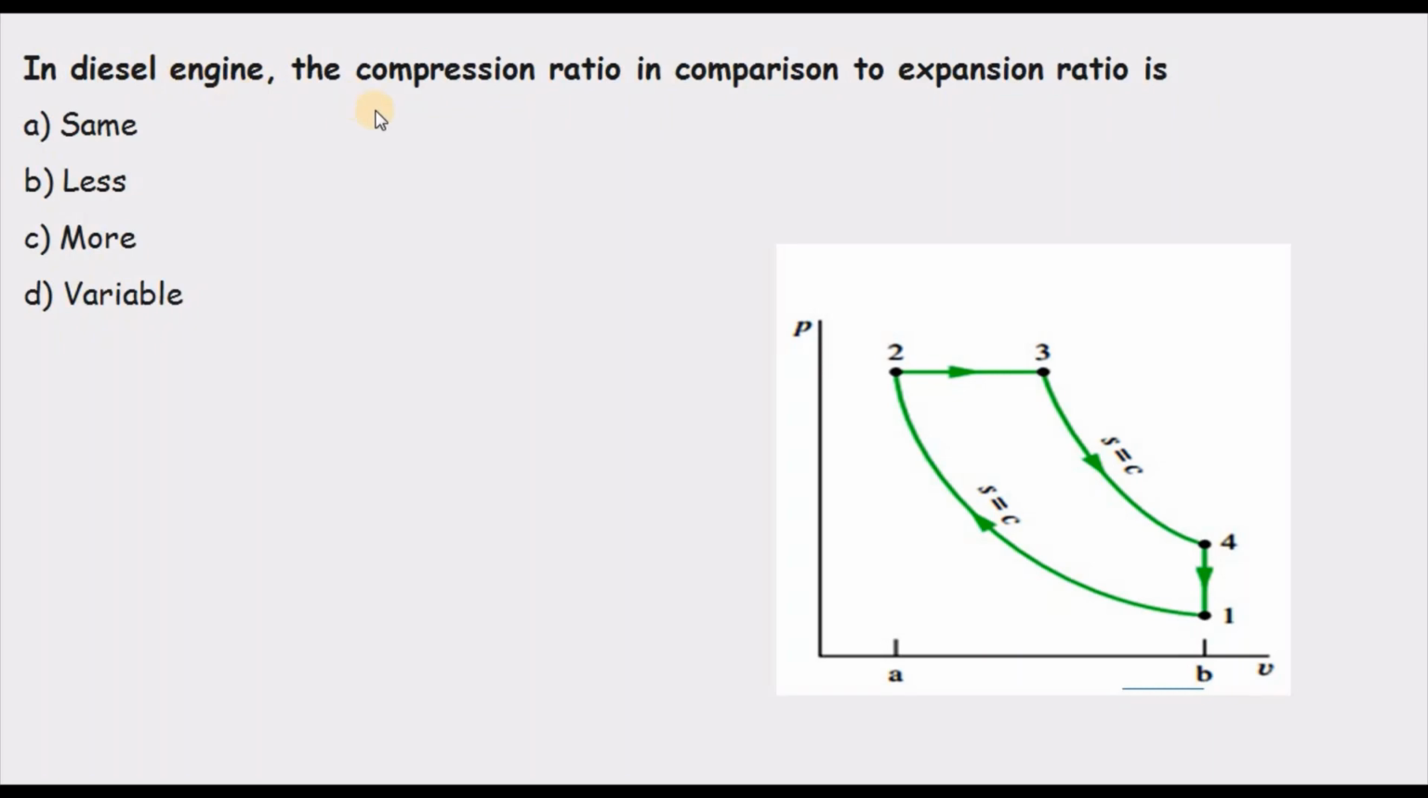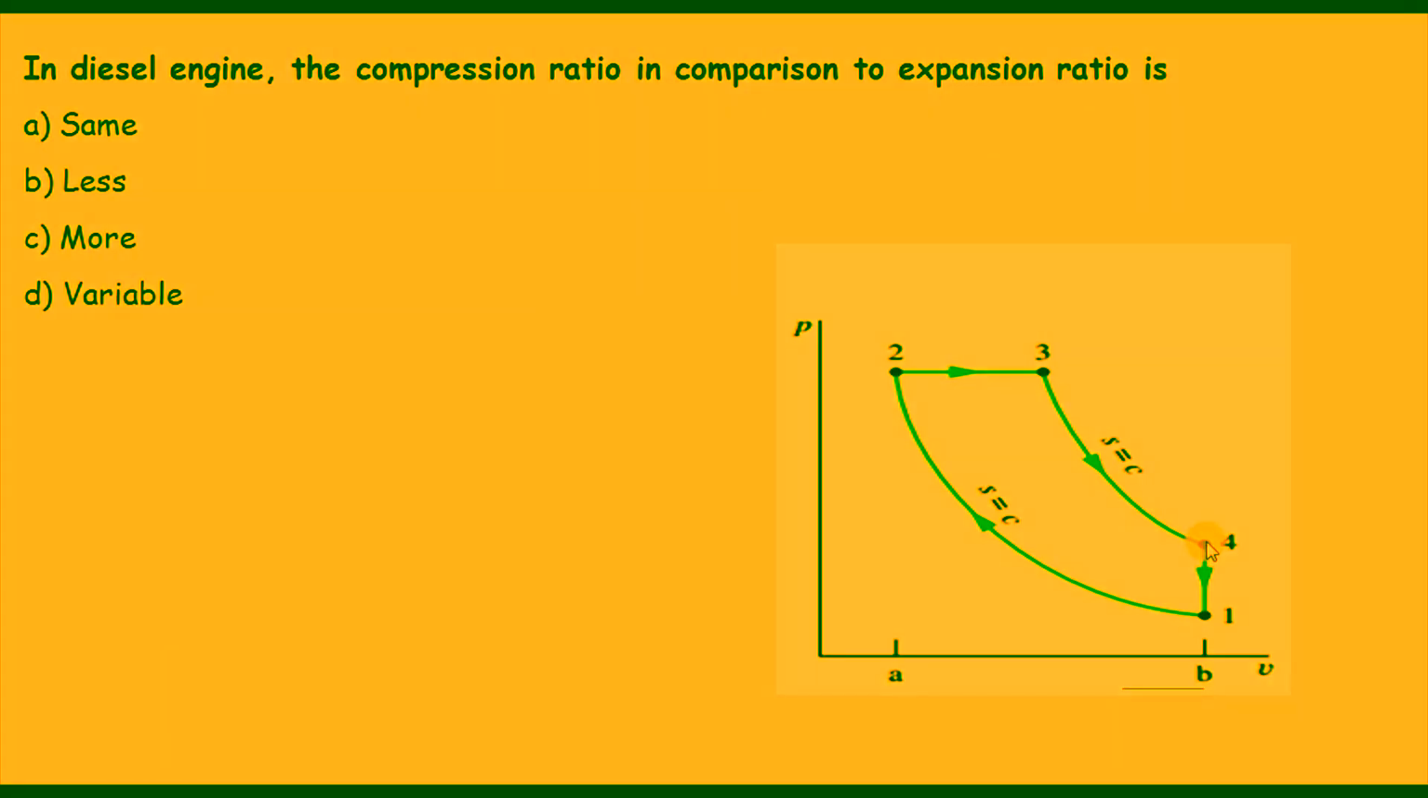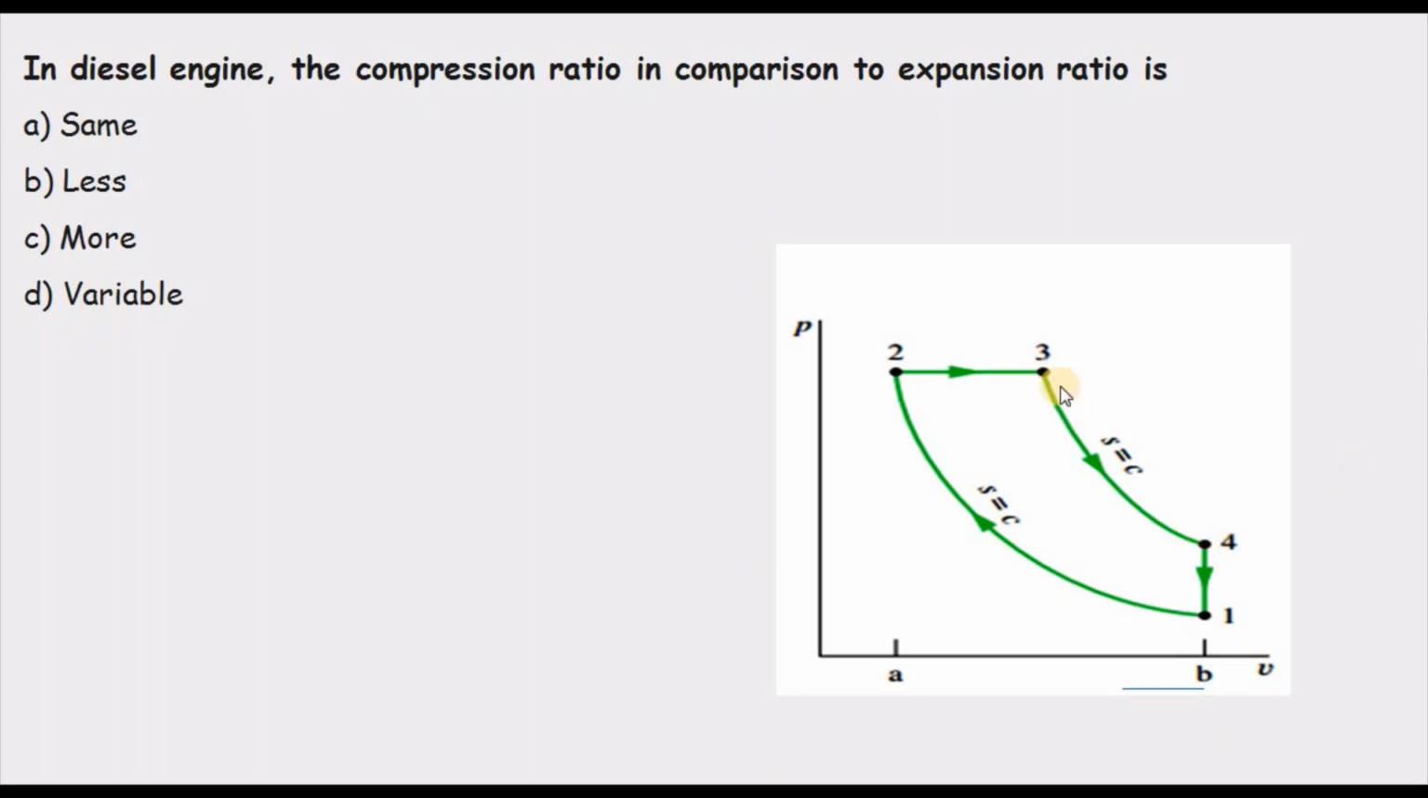In diesel engine, the compression ratio in comparison to expansion ratio is, so here we have a diesel cycle. Here 1, 2 is your compression, and 3, 4 is your expansion. So you can see over here the compression ratio is V1 upon V2, and the expansion ratio is V4 upon V3. Obviously V4 upon V3 is smaller than V1 upon V2. So in a diesel engine, the compression ratio with respect to expansion ratio is greater than. So the correct answer is C, that is more than.